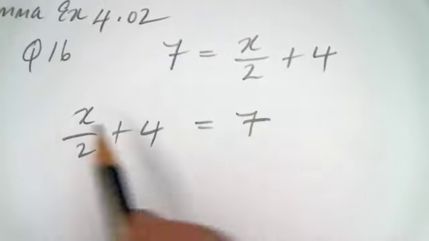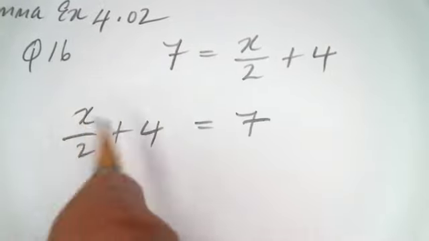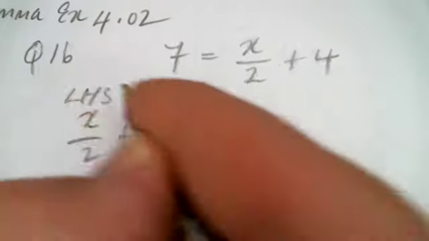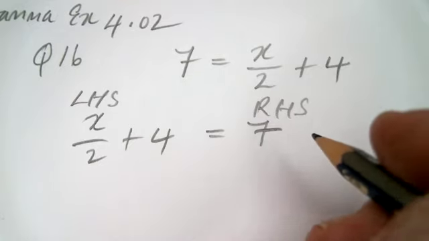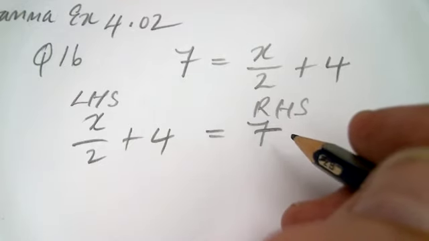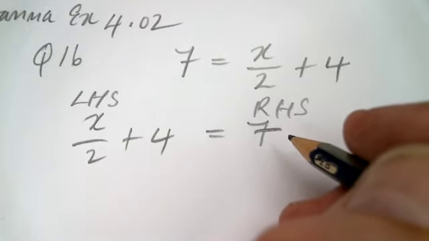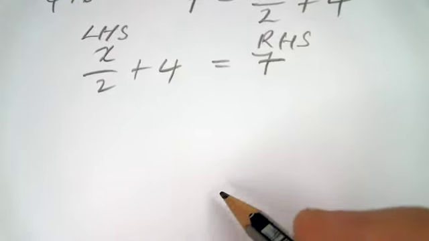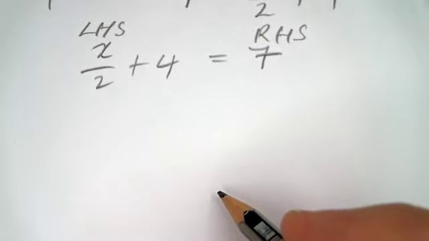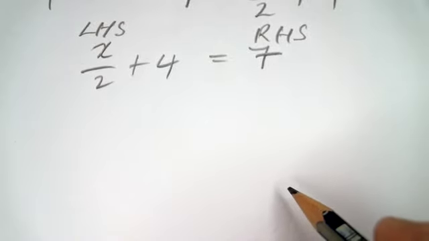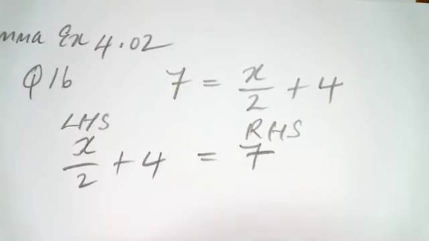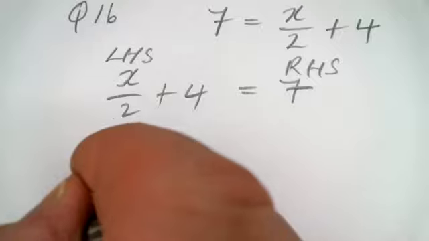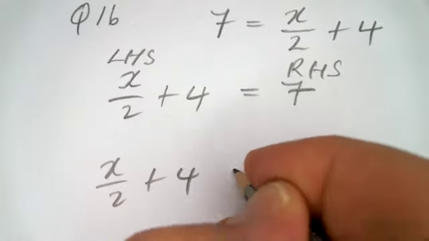I like having it that way round because I like having the unknown on the left-hand side and the knowns on the right-hand side. You could do it the other way around if you wanted, but at the end of the day, we want to do something called making x the subject, which means we've got x equals, and then whatever the answer is. So that's our goal here. Restating the problem, I've got x on 2 plus 4 is equal to 7.